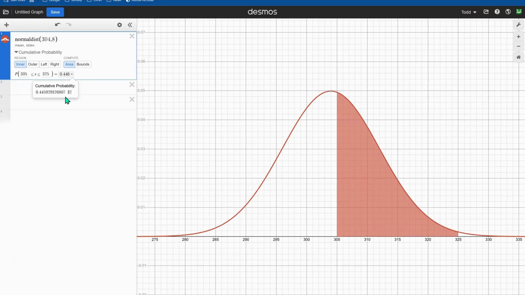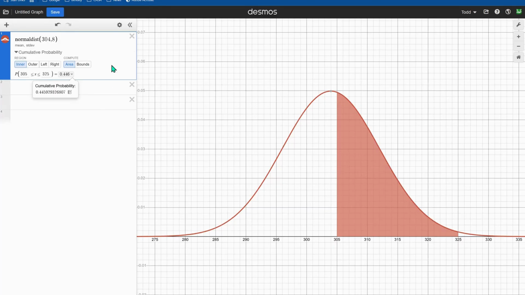A third kind of problem that we did by hand was called the working backward problem. We said, hey, we want to know what it takes to be at the 25th percentile for some particular distribution. The distribution was of cholesterol levels for 14-year-old boys, and it had a mean of 170 and a standard deviation of 30.